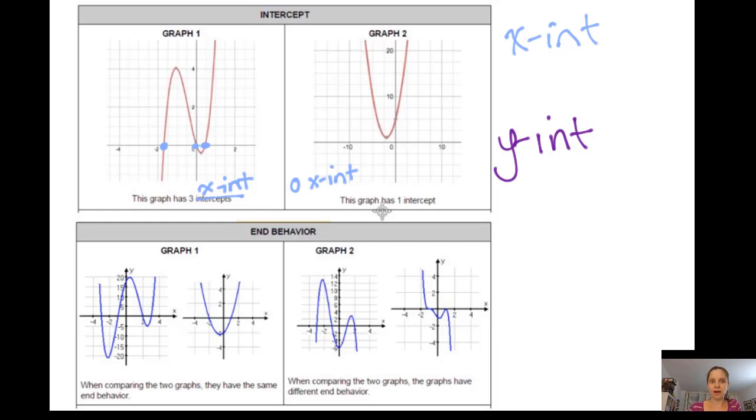If we look at both of these graphs in regards to y-intercepts, we'll see that graph 1 has 1 y-intercept. It's also an x-intercept. And graph 2 has 1 y-intercept.